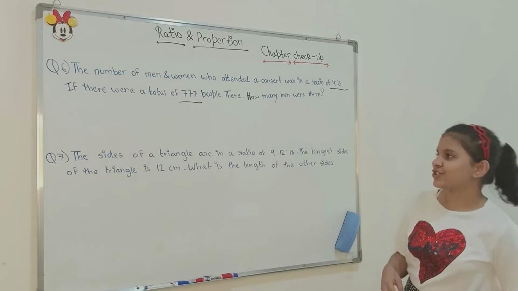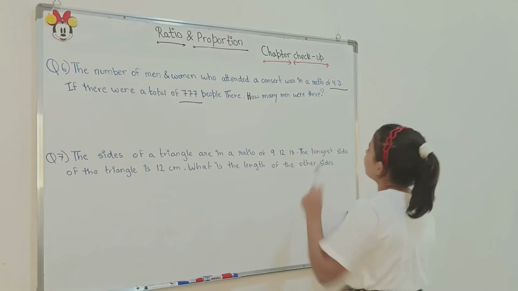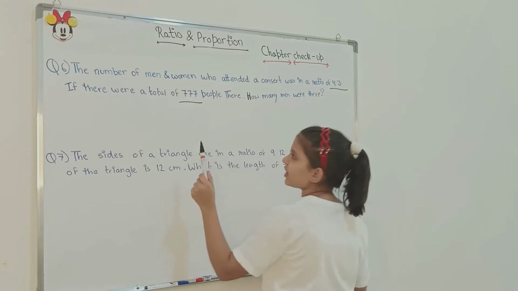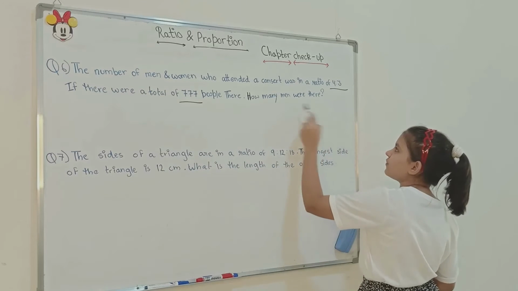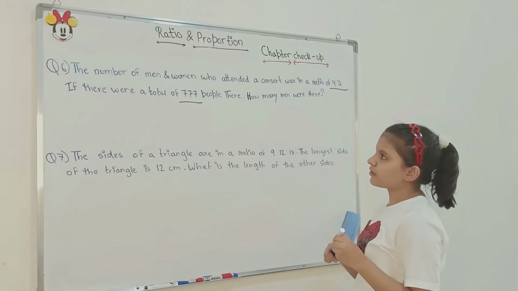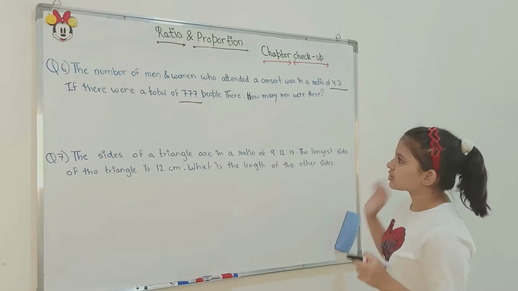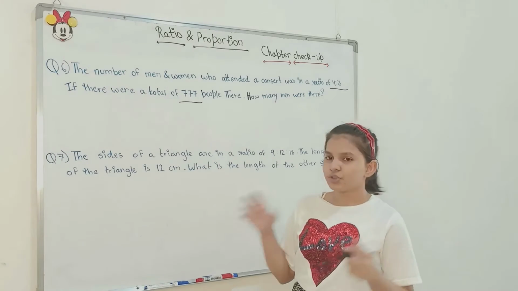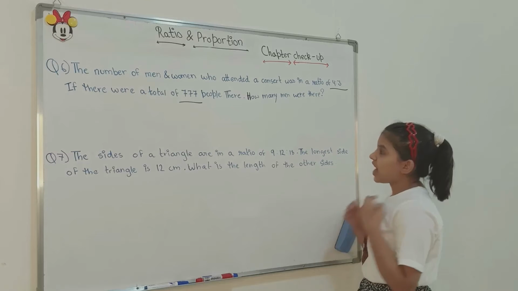Now we'll do the sixth question. The number of men and women who attended a concert was in the ratio of 4:3. If there are a total of 777 people there, how many men were there? So here the total number of men and women who attended the concert were in the ratio of 4:3, and they told that the total people there were 777. Now they're asking how many men were there.